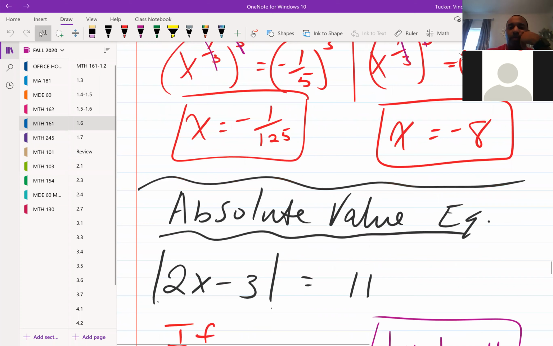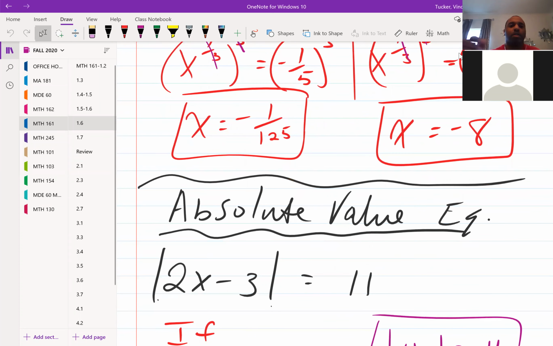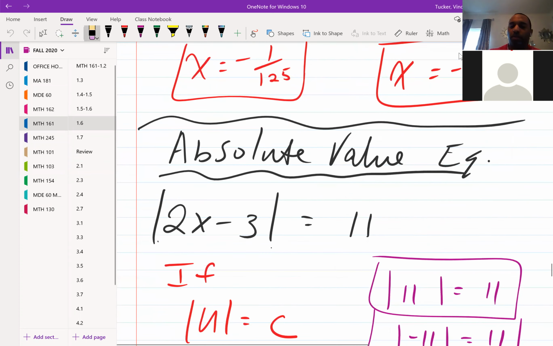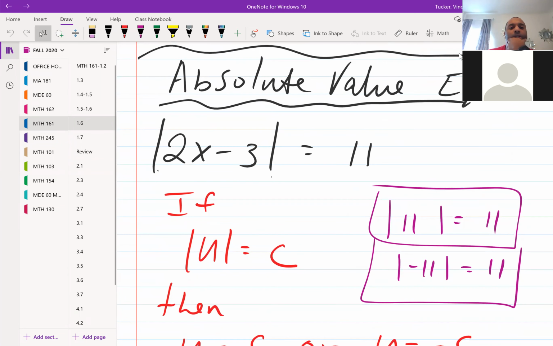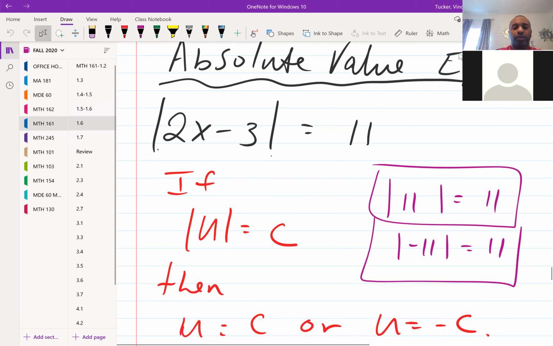All right, so looking at absolute value equations. Let me erase over here. So if we want to solve the absolute value of 2x minus 3 equal to 11, we will use this principle that's in the red. If the absolute value of u is equal to c, then the way we would solve is we would examine or solve for when u is equal to c and when u is equal to negative c.